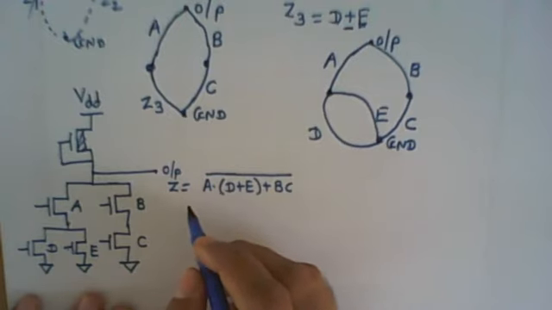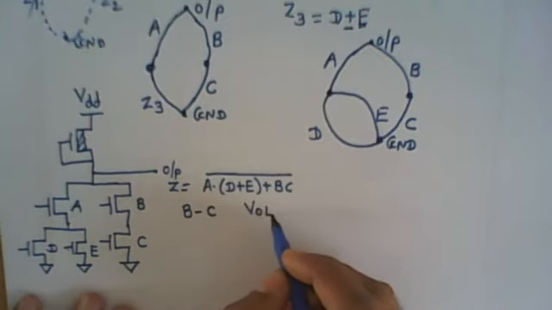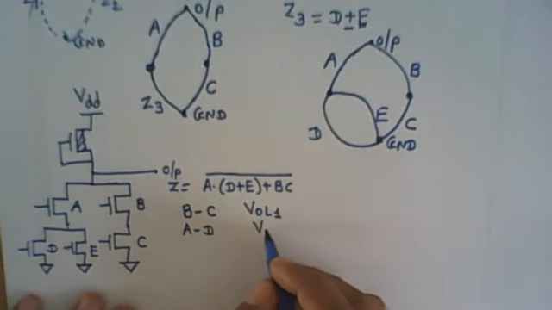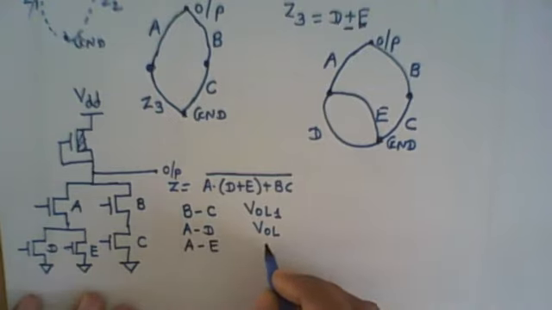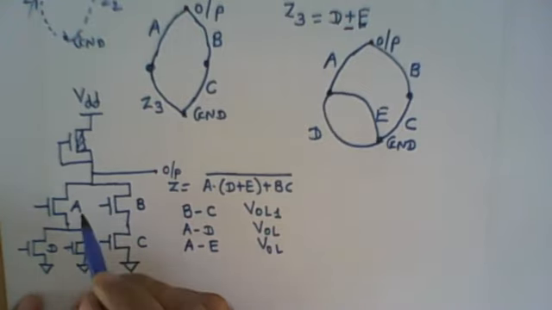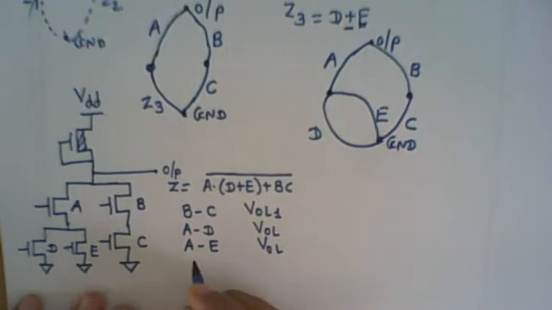So output will get the VOL for the different combinations. The first combination is when B and C MOSFETs conduct, then we get output equal to 0. Let's say VOL1. Similarly, when A and D MOSFETs conduct, then also we get output equal to 0. And similarly, when A and E MOSFETs conduct, then also we get output equal to 0. Right? The output gets the ground path. So for whichever different combination the output gets the ground path, for that combination we will get output equal to 0.